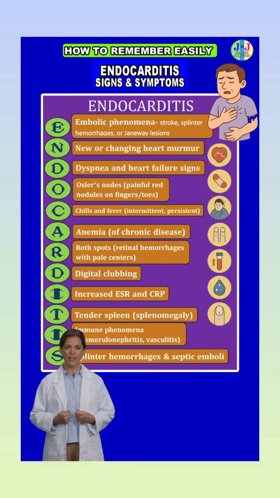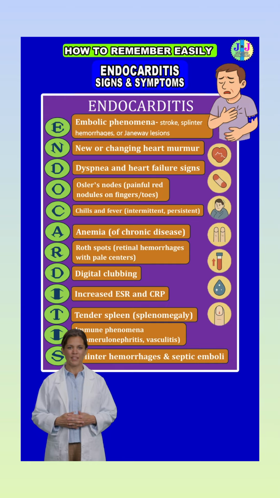R stands for Roth spots, which are small retinal hemorrhages with pale centers, seen on eye examination. Another immune-mediated sign. D again reminds us of digital clubbing, where the fingertips become rounded and bulbous, often seen in long-standing cases. I is for increased ESR and CRP levels, laboratory markers that show active infection and inflammation.